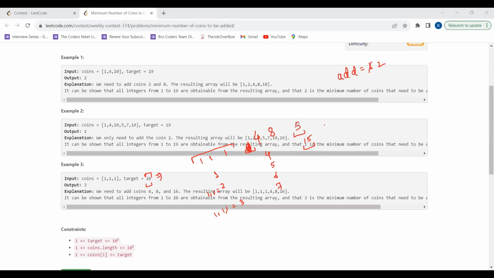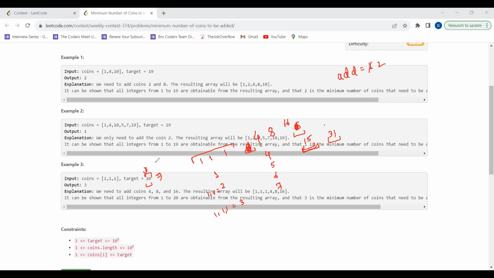We straight away add 16 because we are not able to reach 16 here. So we'll add 16 here because we are able to form sums up to 15, so the next unreachable is 16. Now after adding 16, up to what sum can we form by the use of the elements of this array? 31. Yes. 31 is more than 20, so we can hopefully form all the sums from 1 to 20 also.